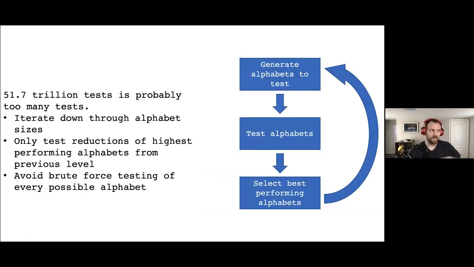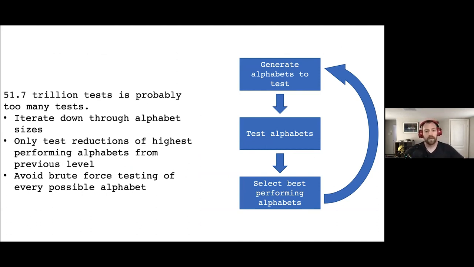So the problem looks a little bit like this. We have all these alphabets. We can iterate down through them by their sizes. And it turns out that we can attach statistics to alphabets after they've been tested to say whether this improved or didn't improve the classifier.